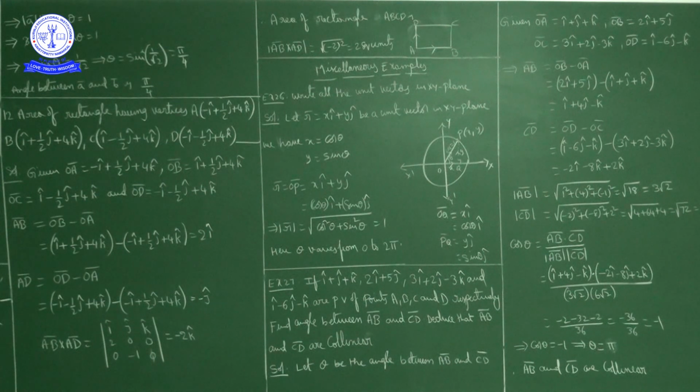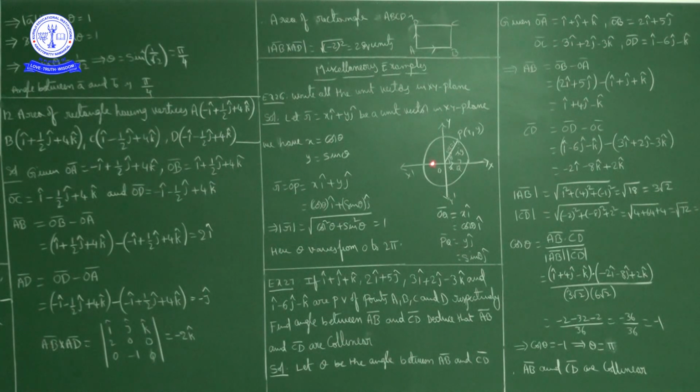Now one more thing, in triangle OPQ, what is sin theta? Opposite by hypotenuse. So sin theta is equal to y by hypotenuse. OP is 1, no? So sin theta is equal to y. So in place of y, what can we write? Sin theta. So PQ bar is sin theta j cap.